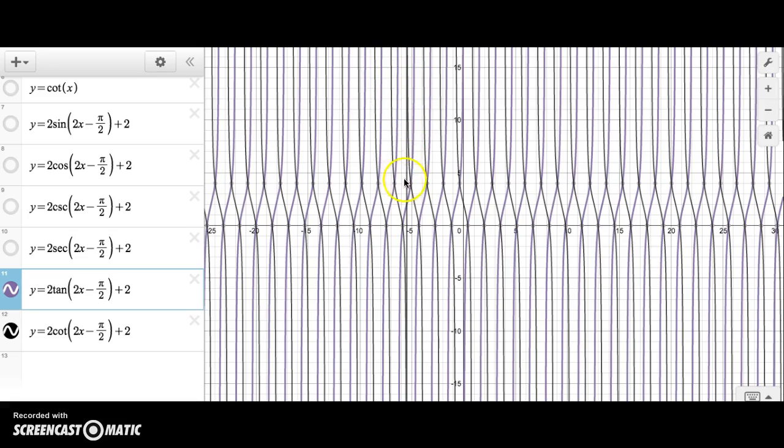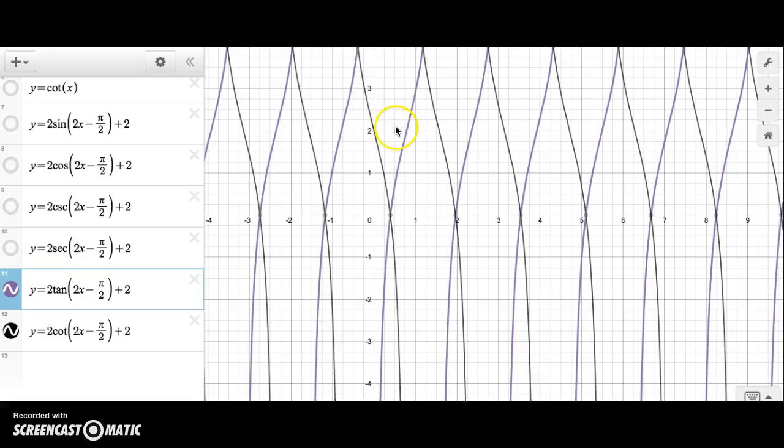Cotangent is, of course, the opposite of tangent, or the reciprocal, 1 over tangent. And it's pretty much just doing the opposite of what tangent does. It starts up and moves down.